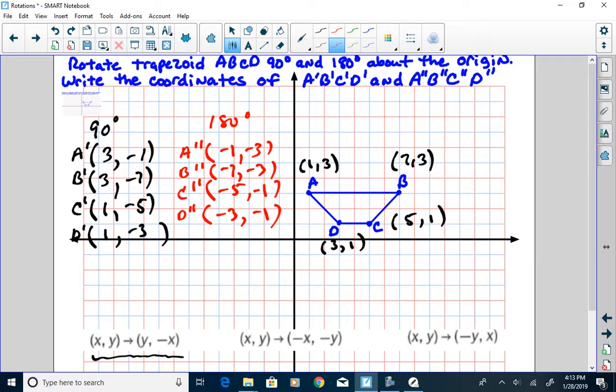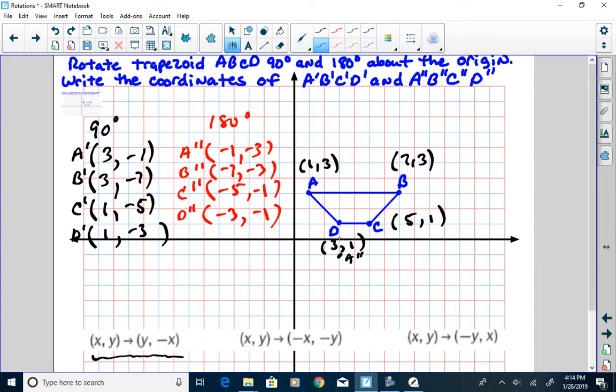Now, if you want, you can draw your figures, even though it doesn't say to draw them, but it's always good to draw them just to see. We know that a 90-degree rotation should take our figure, which is located in quadrant 1, and bring it down here to quadrant 4. And then the 180-degree rotation would bring our figure over here into quadrant 3. So let's just graph these ordered pairs so that we can see them pretty clearly. So A prime is 3, negative 1. There's my A prime.